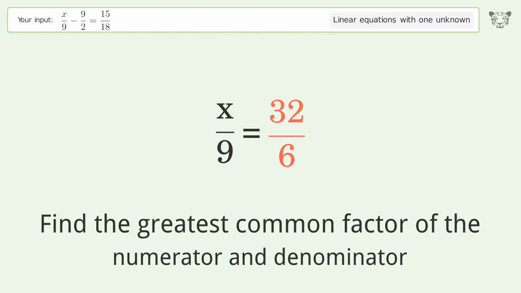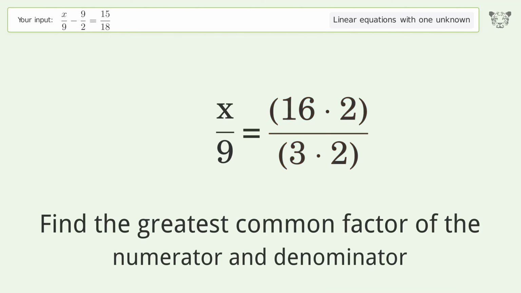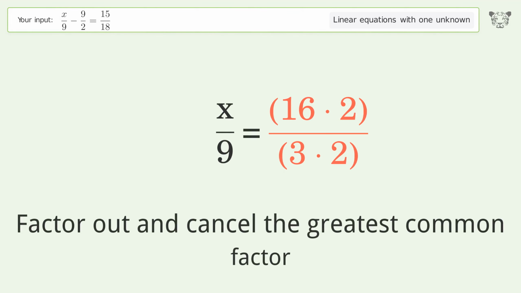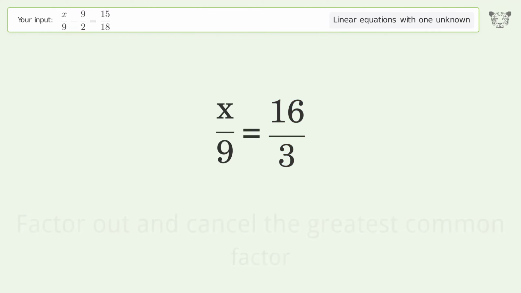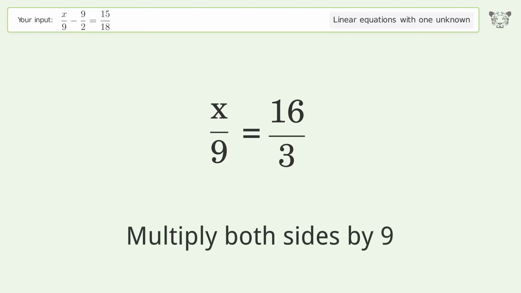Find the greatest common factor of the numerator and denominator. Factor out and cancel the greatest common factor. Isolate the x. Multiply both sides by 9.